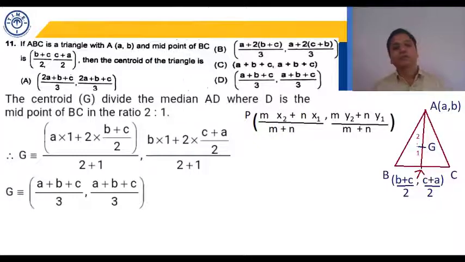Just look at the options. First option says (2a plus b plus c) by 3. They have framed symmetrical options: (a plus 2 into b plus c) by 3. The third option is a plus b plus c, a plus b plus c. And the fourth option is (a plus b plus c) by 3, (a plus b plus c) by 3. That's the fourth option we have. If you carefully look at the options, the x coordinate and y coordinate in all the four options are same.